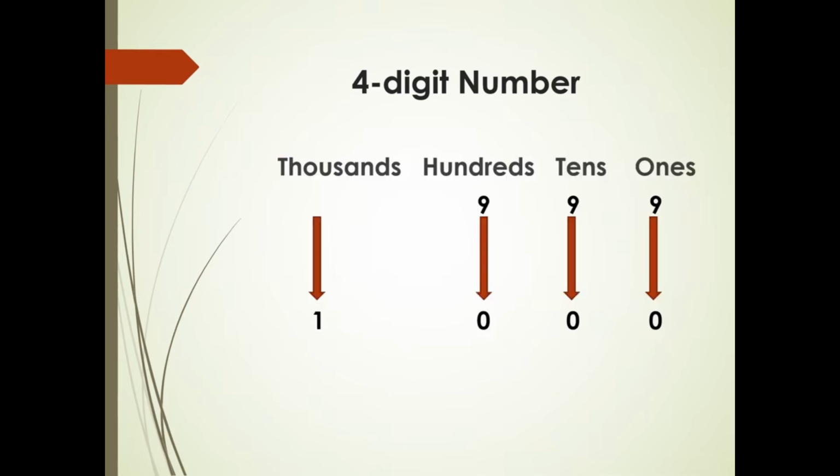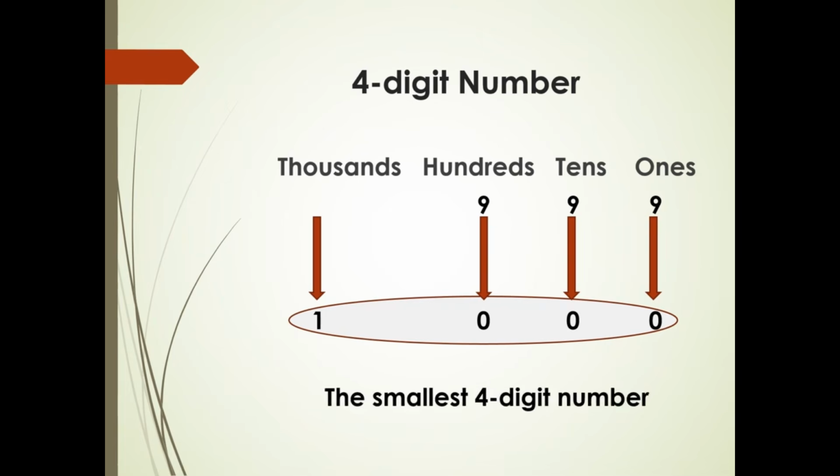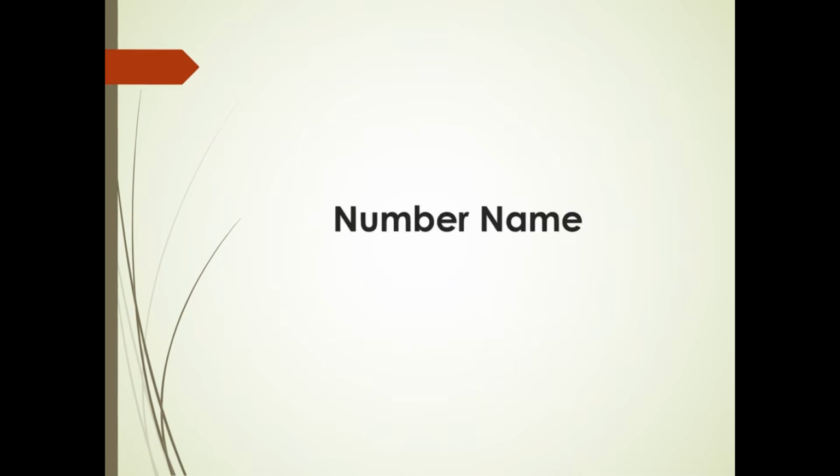Now we place this new number into 4 columns. 3 of them already existed in 3-digit numbers. With the increase of 1 digit, another column is generated, named thousands. These 4 columns are ones, tens, hundreds, and thousands. The number obtained here is 1000, which is the smallest 4-digit number. Let's move on to learn how to name these numbers.